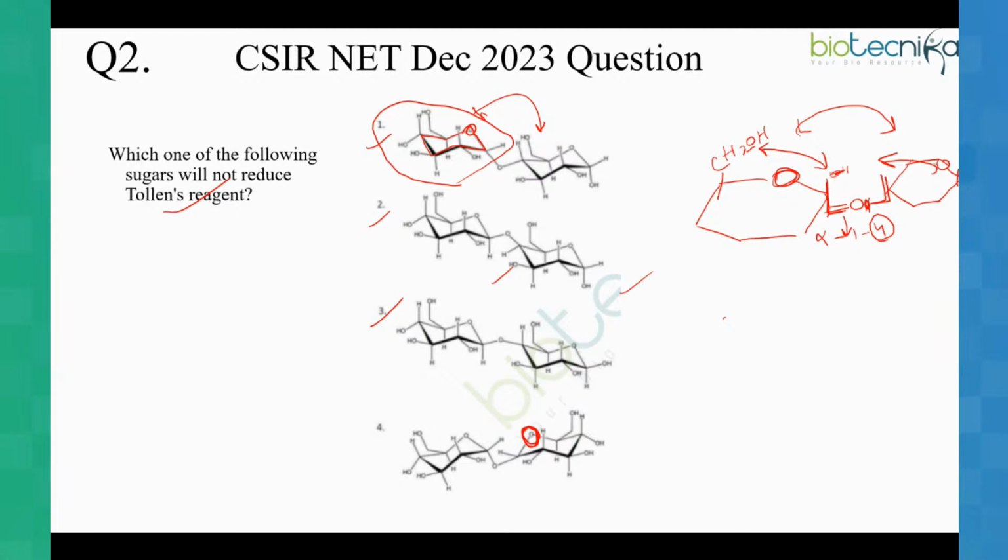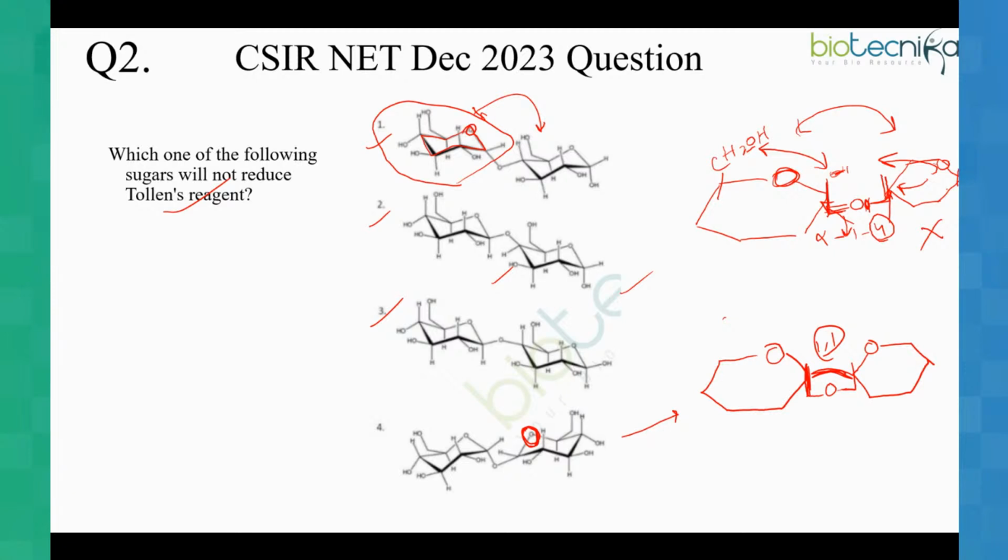1,4 means from the anomeric carbon to the fourth carbon of the other sugar. But in this case, in option 4, you have this anomeric carbon, and another sugar is also bonded with its anomeric carbon. So it is flipped like this, unlike this one. That's why this also is an anomeric carbon. Both the anomeric carbons are involved, that is, it is a 1,1 glycosidic linkage.